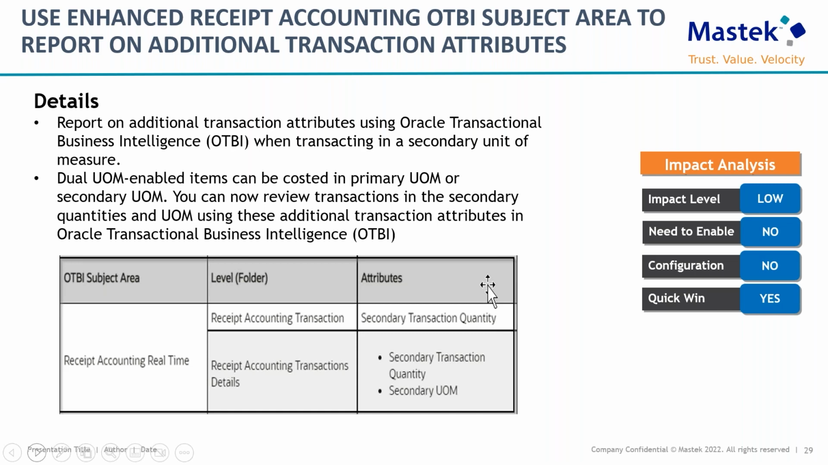The OTBI subject area will be named as receipt accounting real time, and the folder will be receipt accounting transactions, receipt accounting transaction details. The attributes will have the secondary transaction quantity and secondary UM with us.